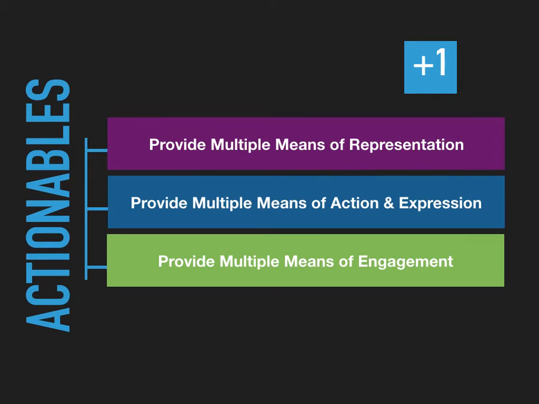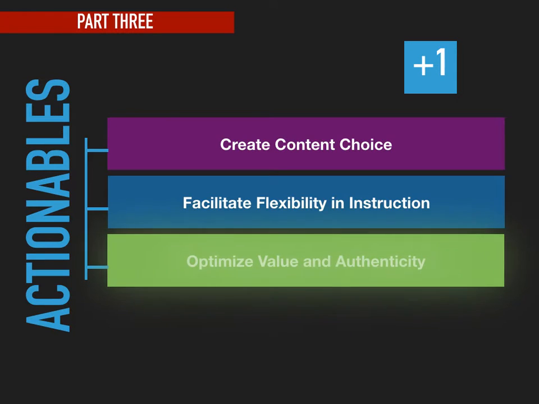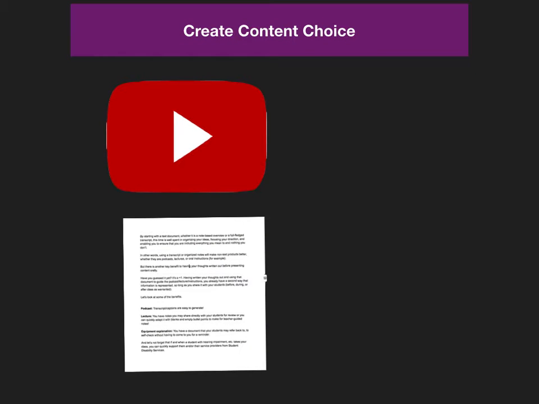Remember that there are these three principles: provide multiple means of representation, multiple means of action and expression, and multiple means of engagement. To get started, I encourage faculty to think in a +1 mentality. What's one more way that I can represent information, one more way that my students can express themselves, or one more way that I can engage them than I otherwise would have? Some examples of these might mean creating content choice in how you're presenting information, facilitating flexibility in instruction and how students respond to instruction and assessment, and optimizing value and authenticity. Let's look at each of those.